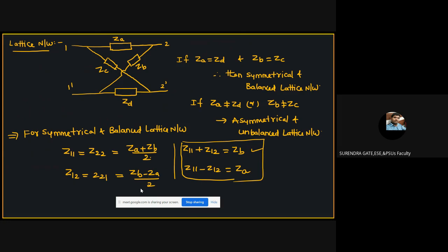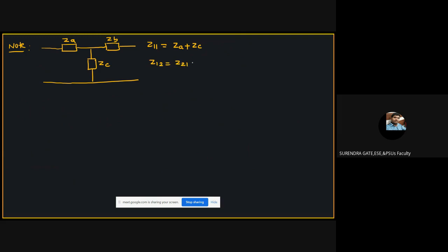Okay. And one more important concept also, please concentrate. It's also a note point. For example, in a T network, this is the ZA, this is the ZB, and let this be the ZC. We know that Z11 is ZA plus ZC. Z12 equal to Z21 equal to ZC. Z22 is ZB plus ZC.